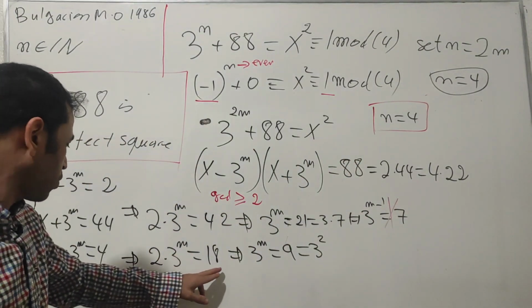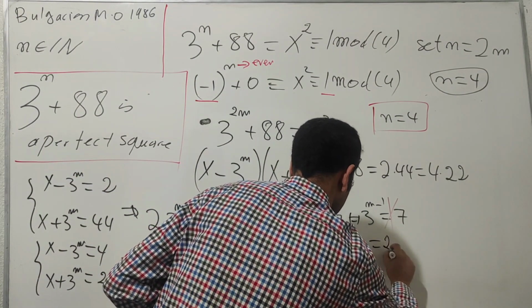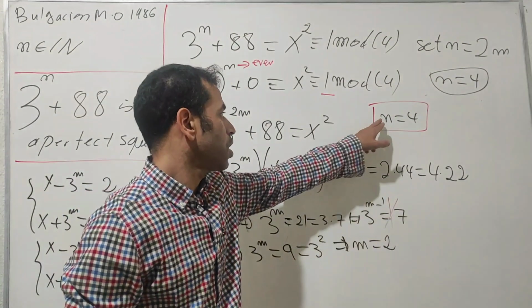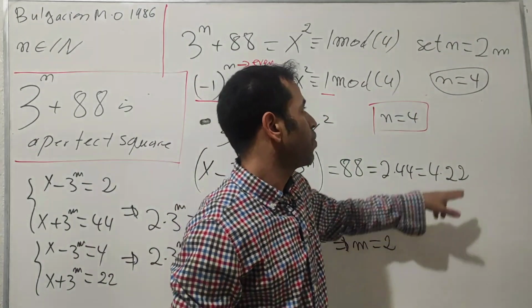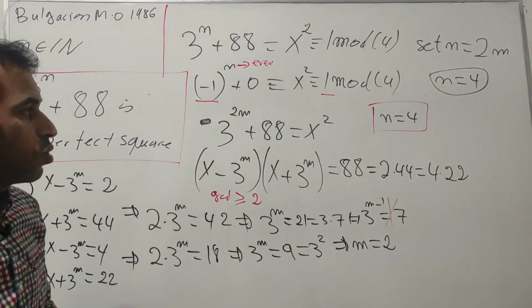So the only solution that we found is m equals 2, because the exponent of this one is number 2. For m equals 2, we found n equals 4 by replacing the value of m into this one here. So now we get only one solution, which is n equals 4. So I have done this problem.